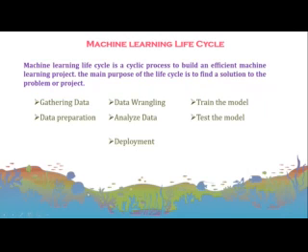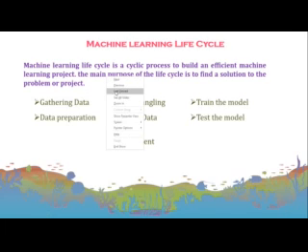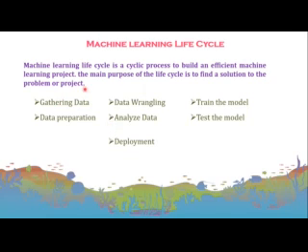So, the machine learning life cycle. It's a process to build an efficient machine learning project. The main purpose of the life cycle is to find a solution to the problem or the project. It consists of various steps like gathering data, data wrangling, data preparation, analyzing the data, training the model, testing the model, and deployment. Let's go through them one by one.